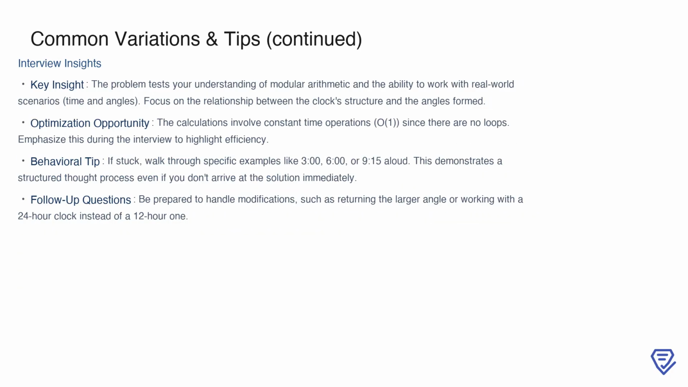This problem is designed to assess your understanding of modular arithmetic and your ability to translate real-world scenarios into precise mathematical logic. A key insight is recognizing the relationship between the clock's structure and the angles formed by its hands. Since the calculations involve no loops, they operate in constant time, or O(1), which is an important optimization highlight you can bring up during an interview. If you find yourself stuck, walk through specific examples like 3 o'clock, where the hands form a 90-degree angle, or 9:15, where the hour hand is slightly past 9. This demonstrates a structured thought process, even if you're still working toward the solution.